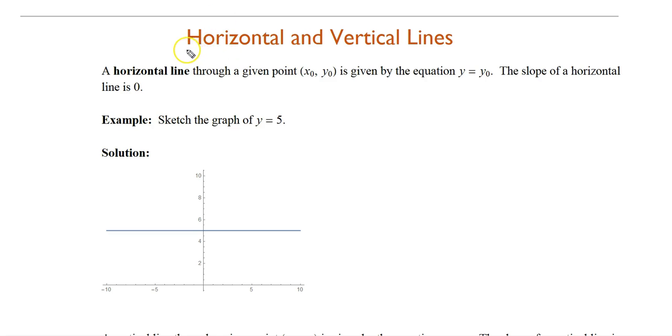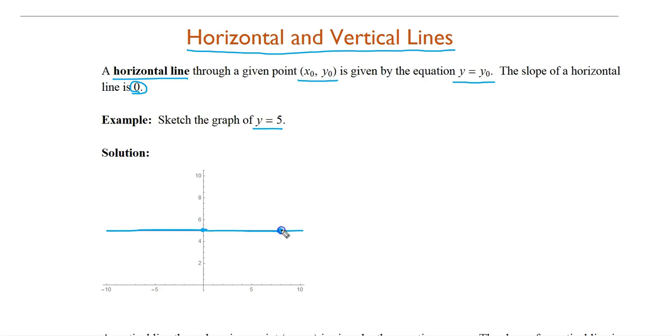Now here let's do a review of horizontal and vertical lines. So for a horizontal line through any given point (x0, y0), the equation of that line is simply going to be given by y equals y0. Also notice the slope of any horizontal line is always going to be 0. So for example, let's sketch the graph of y equals 5. Well, right here we have 5 on the y-axis, and so we just have to draw a horizontal line through that point on the y-axis. So right there is what our equation would look like.